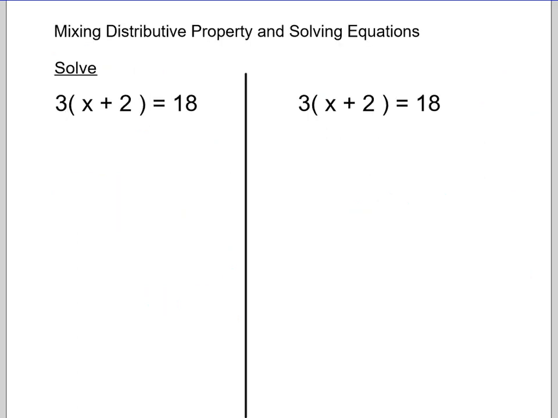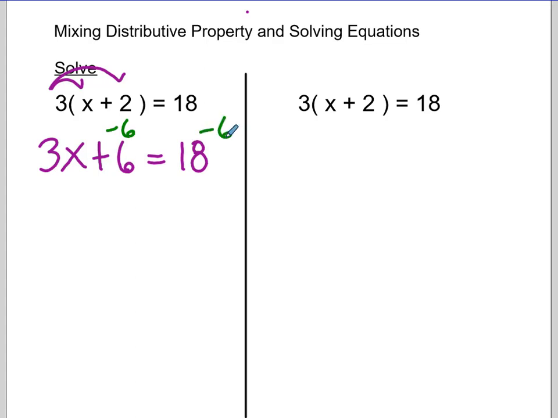Okay, so now we're going to mix distributive property with solving equations. So I'm going to do this 2 different ways. The first way is I'm going to distribute, so I'm going to multiply the 3 in, and I'm going to turn this into 3x plus 6 equals 18. And from there I'm going to use my SAMDUB guide where I'm going to go after the opposite operation. So the first thing I want to do is I want to get after that positive or adding of 6. So I'm going to subtract 6 from both sides.